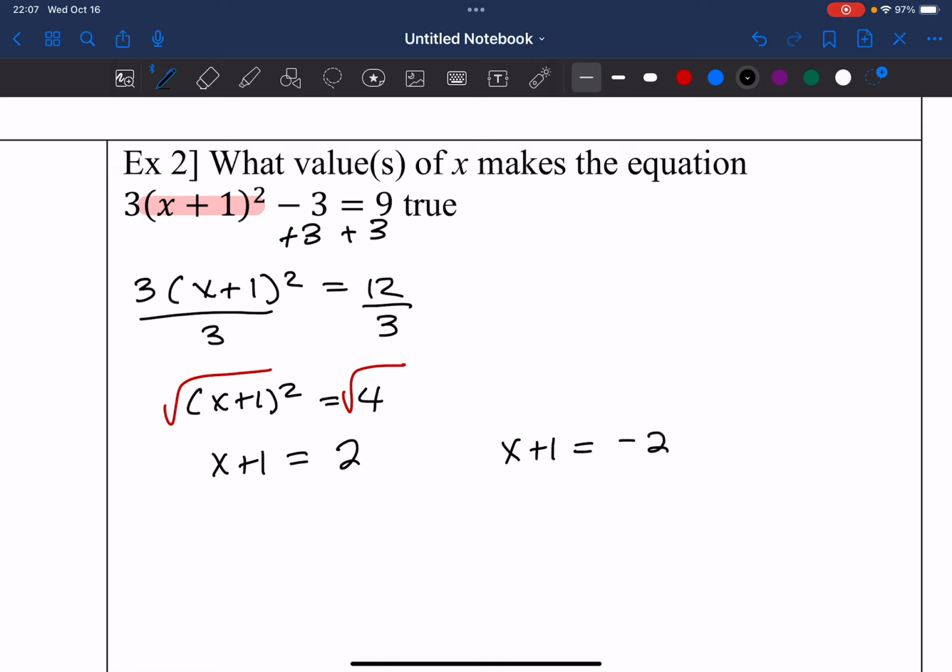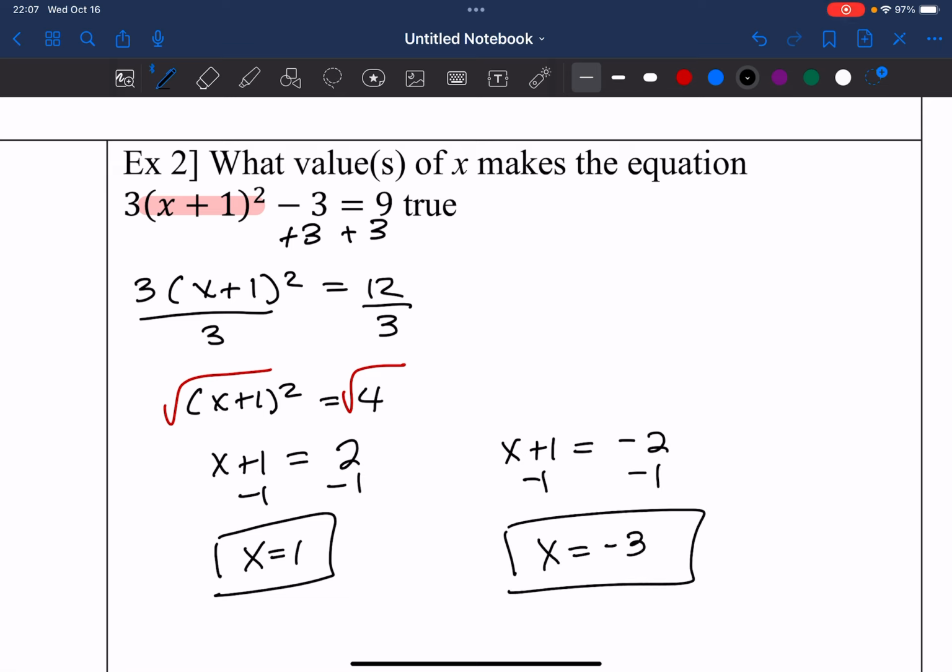I'm then going to simplify for x in each one separately. So I'm going to subtract 1 and I get x is equal to 1. And I'm going to subtract 1 on the other side and I get x is equal to -3. Which means that this equation has two possible roots, which is 1 and -3.